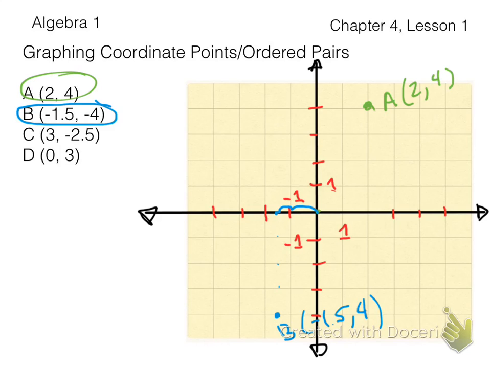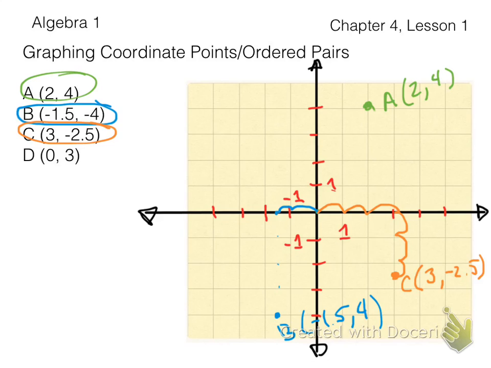which is (negative 1.5, negative 4). Okay? Now, next, let me do orange. Next is C, which we're going to start at the origin. We're going to count 3 to the right, 1, 2, 3, and then we're going to count down 2.5. Okay, so that is point C, which is (3, negative 2.5).